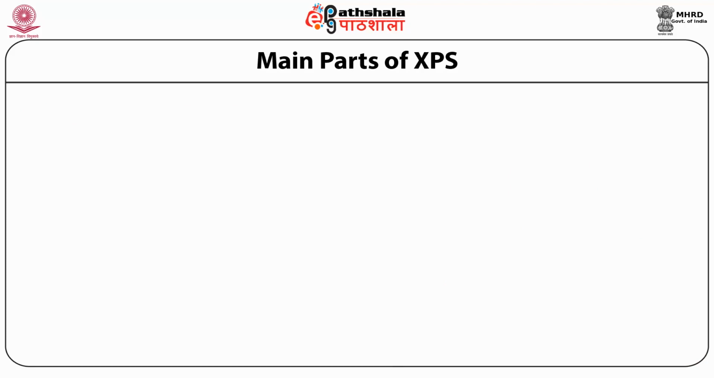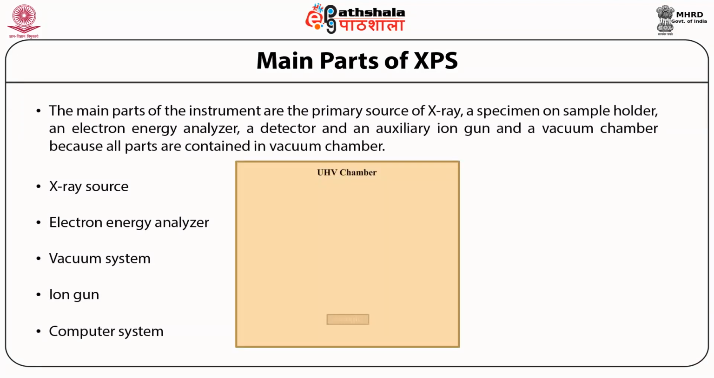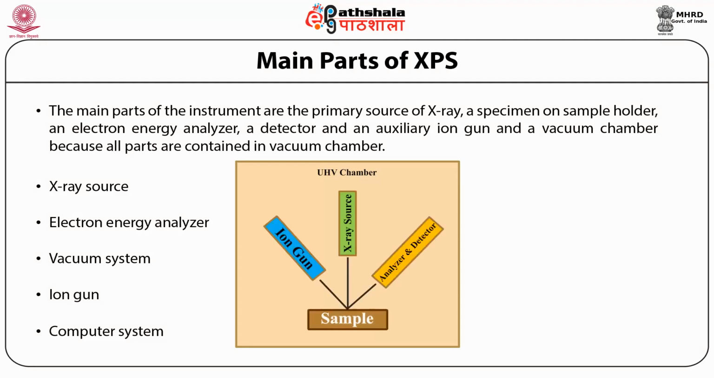To understand X-ray photoelectron spectroscopy clearly, we need to know about the instrumental part of the XPS technique. The main parts of the instrument are the primary source of X-rays, a specimen or sample holder, an electron energy analyzer, a detector, an auxiliary ion gun, and a vacuum chamber also, because all these parts are contained in the vacuum chamber. The figure shows the general arrangement of the X-ray photoelectron spectroscopy instrument.